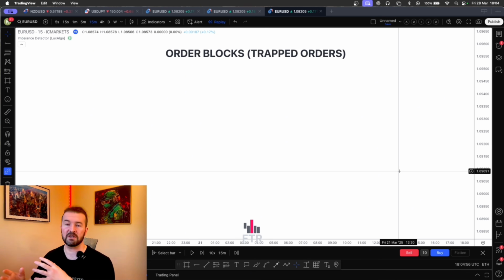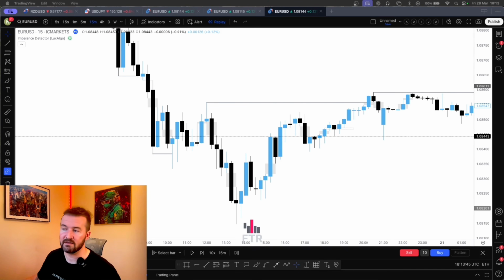So I'm going to draw you a couple of examples on here of what an order block may look like, and then we're going to go back to our charts and mark them out, and we'll place a couple of trades just to see how they do. So here we are again, able to use our logic of order blocks and market structure.